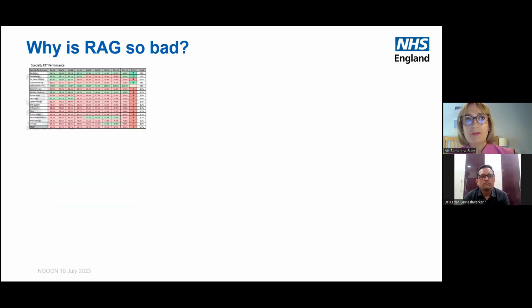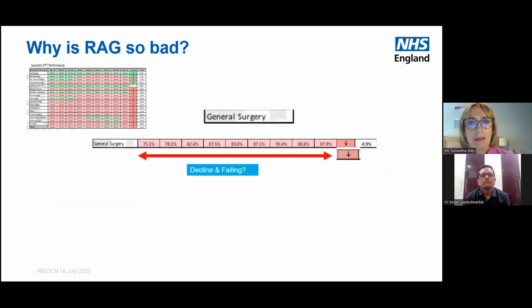So why are RAG reports so bad? You might at the moment be thinking, why is Sam saying that these are really bad reports? This visualization here refers to the waiting times for elective surgery. And we're just going to pull out two specialties here. Here we can see general surgery is all red in the RAG report. It also has a downward arrow at the end here. So that probably gives us a sense that things are not very good. We've got bad performance here, and they're getting worse.